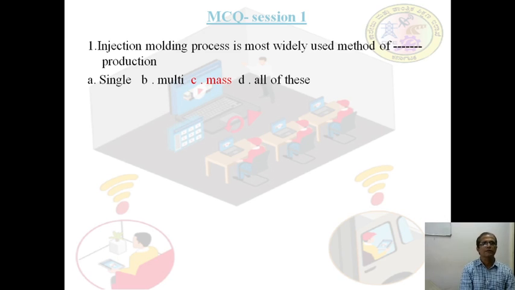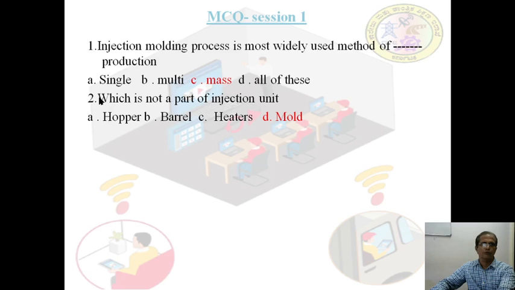First question is: injection molding process is the most widely used method of dash production. This method is very popular in the plastic industry. Many plastic products are produced by this process. Whether single products or multi products are manufactured, all mass production is done in this machine. All of these cannot be the answer. The correct answer is that this machine is meant for mass production.